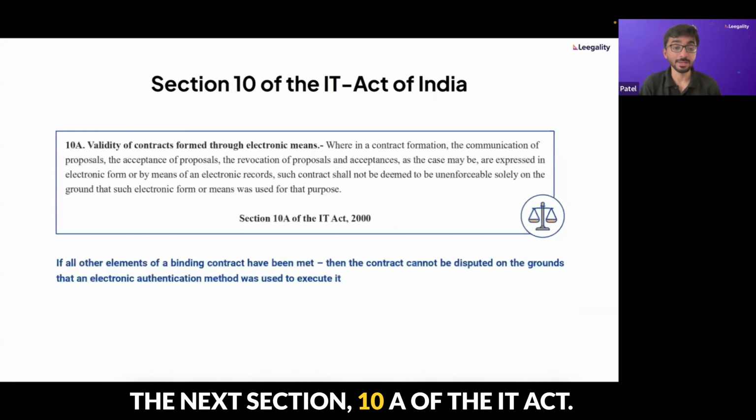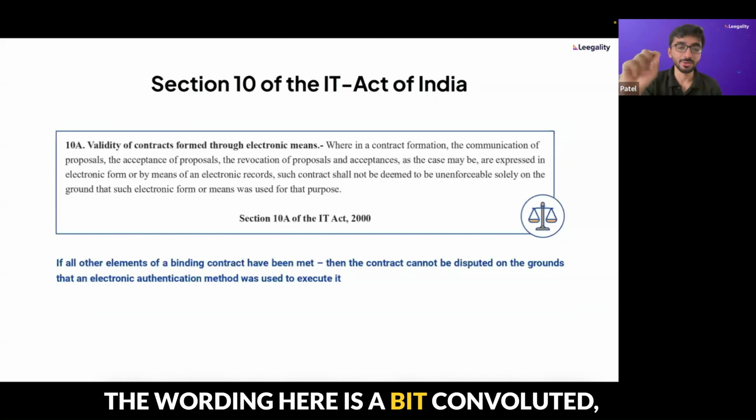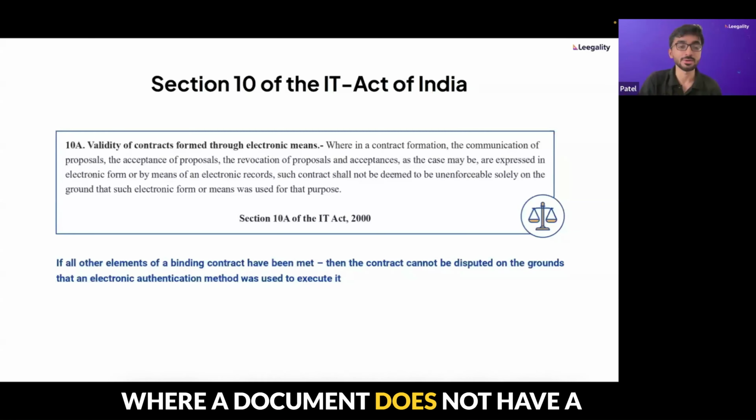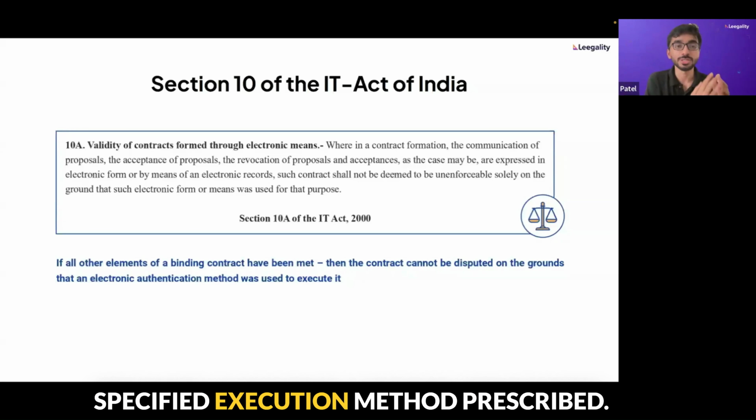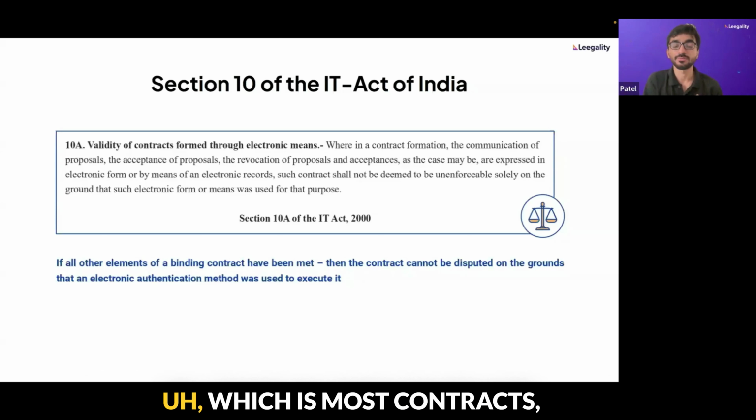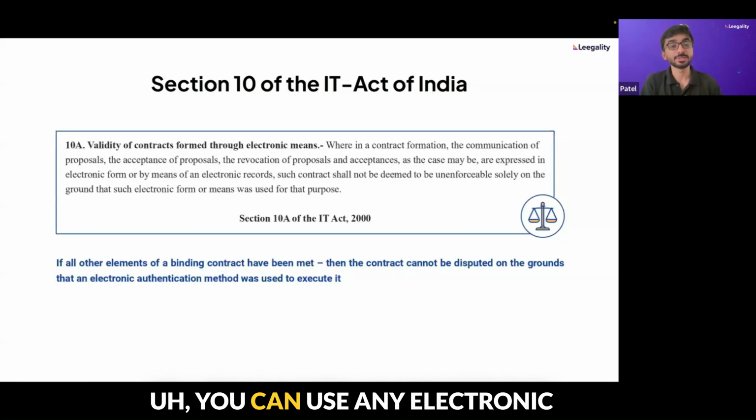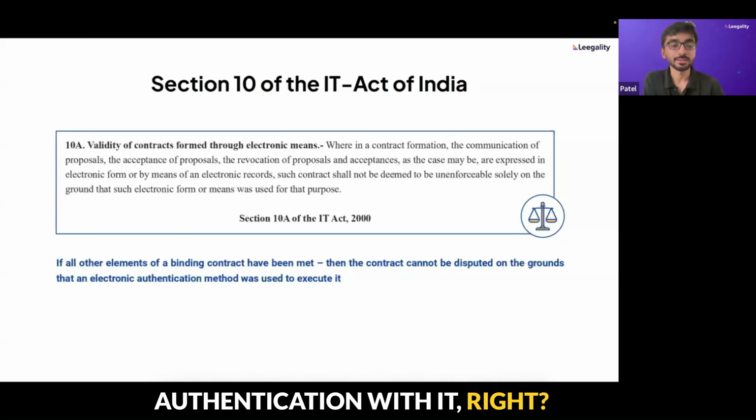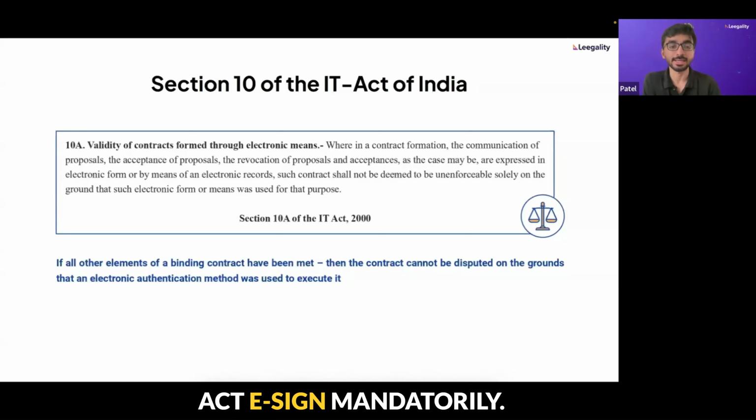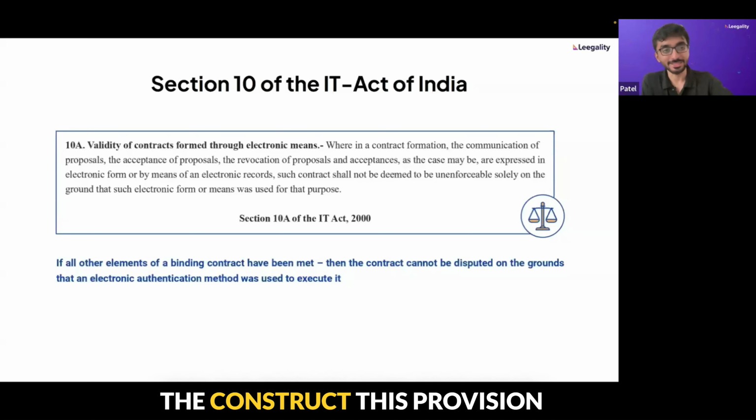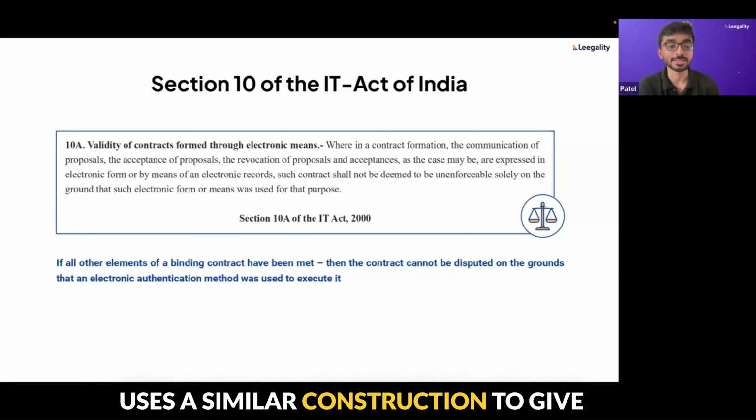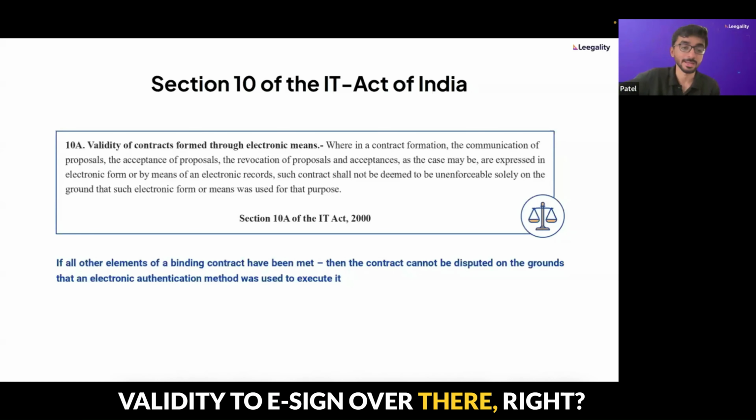The next is Section 10A of the IT Act. The wording here is a bit convoluted, but Section 10A essentially means that where a document does not have a specified execution method prescribed, which is most contracts, you can use any electronic execution method or any electronic authentication method, right? There is no prescription to use IT Act eSigns mandatorily. The construct this provision uses is very similar to global legislations like the US UETA, which uses a similar construction to give validity to eSigns over there, right?